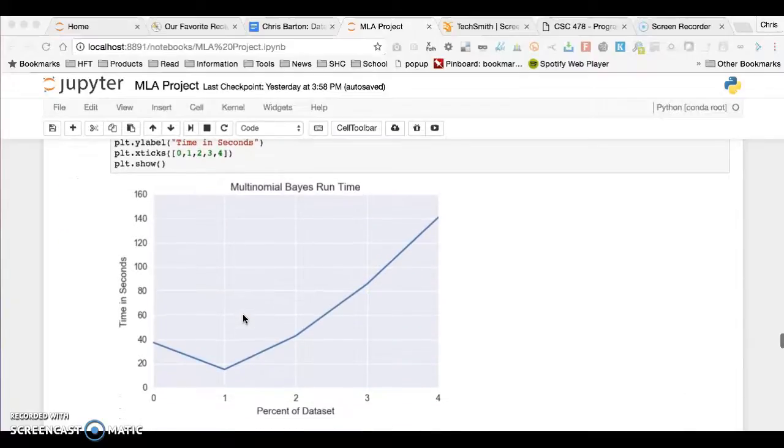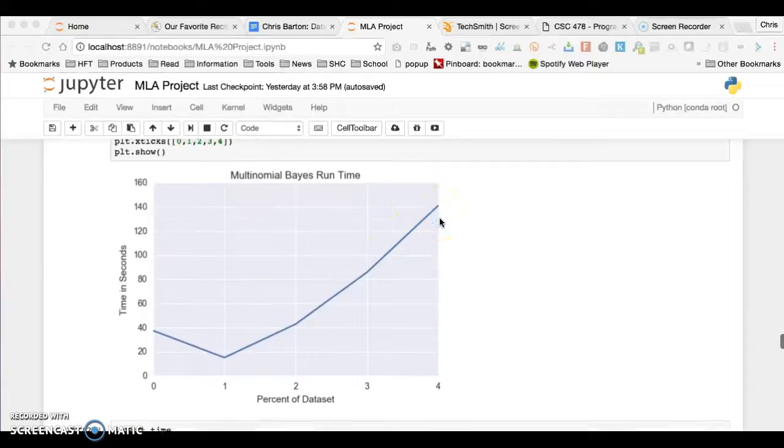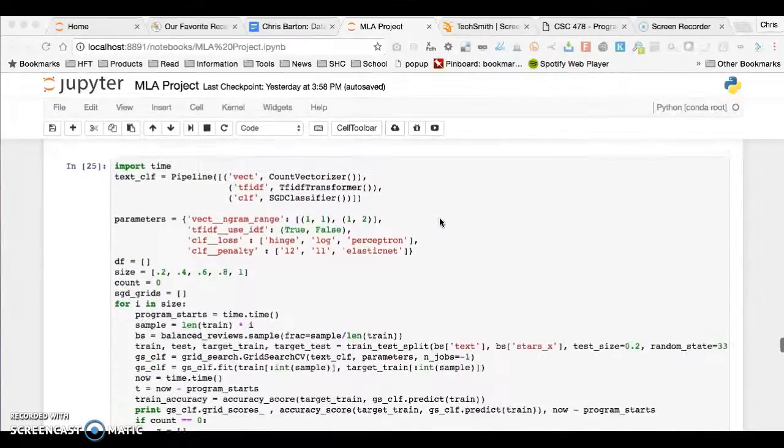Additionally, in this graph, we can see the runtime in seconds. So 10% of the sample only took 40 seconds, and then the full data set took only 140. So that was really quick, actually.